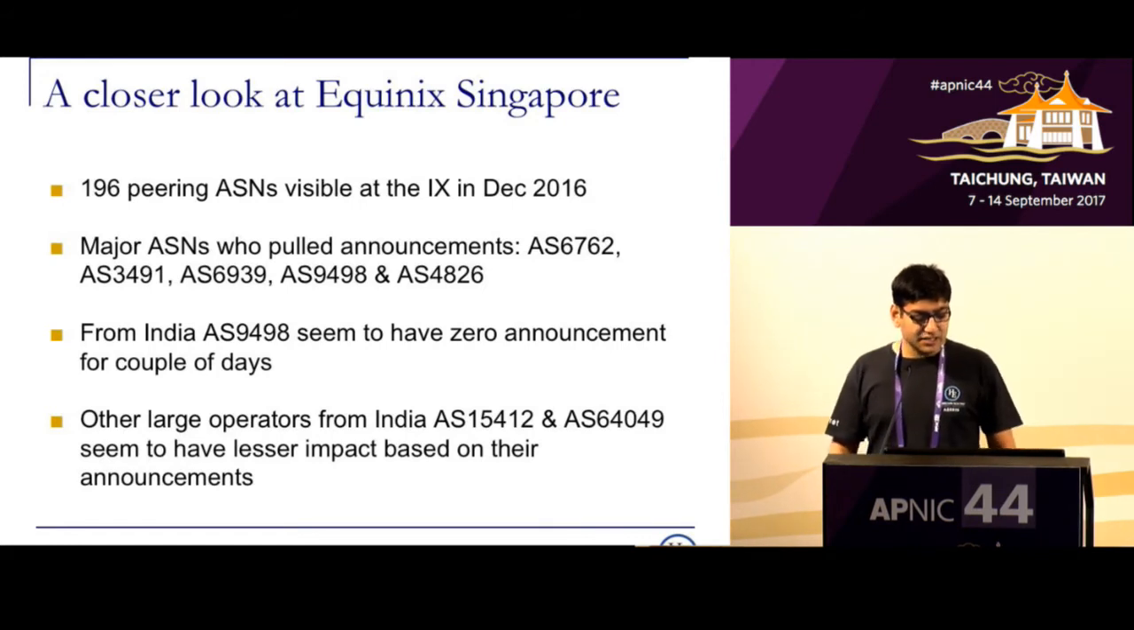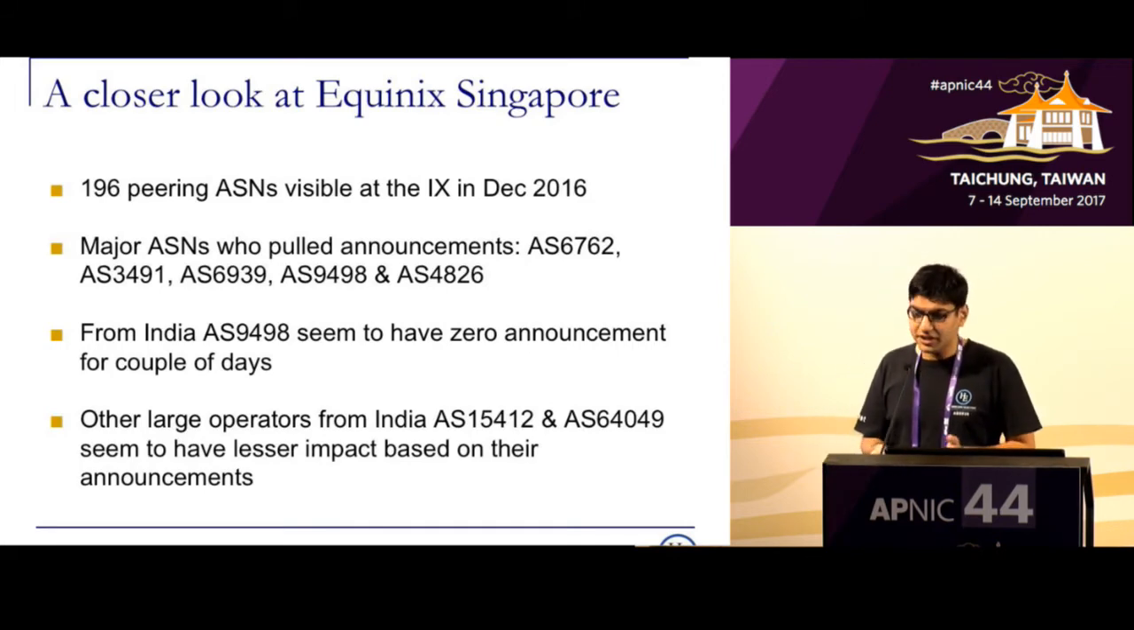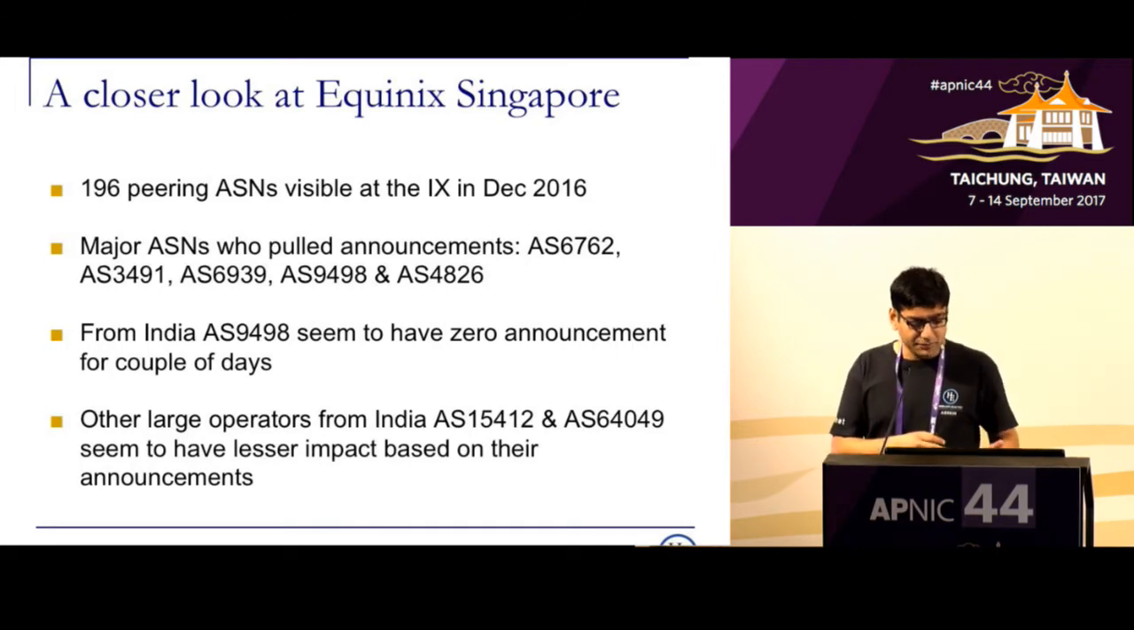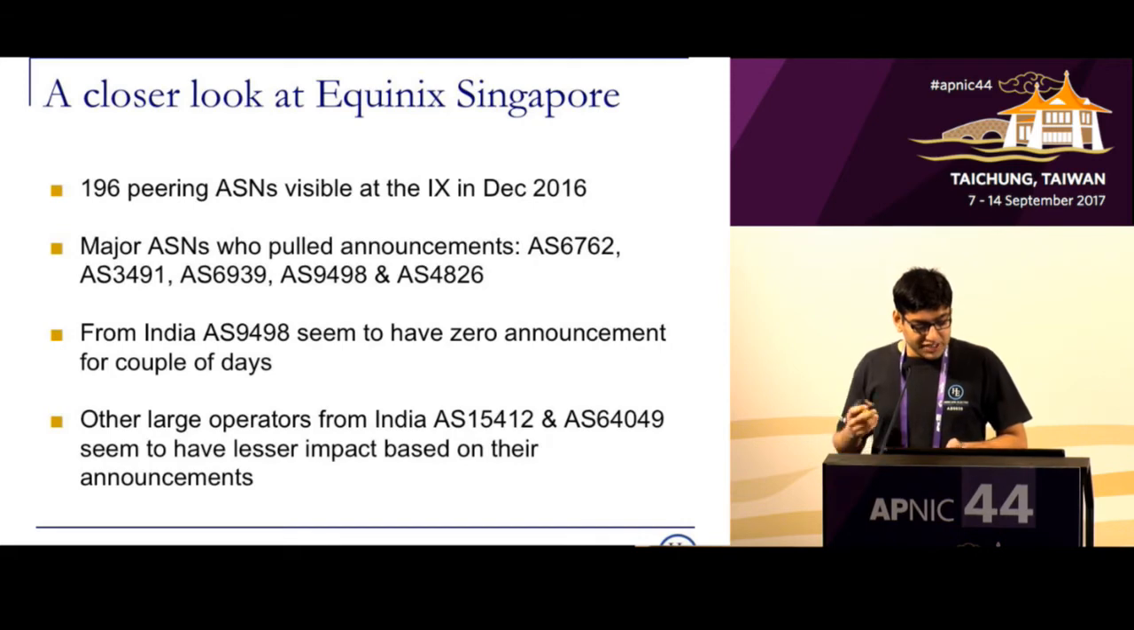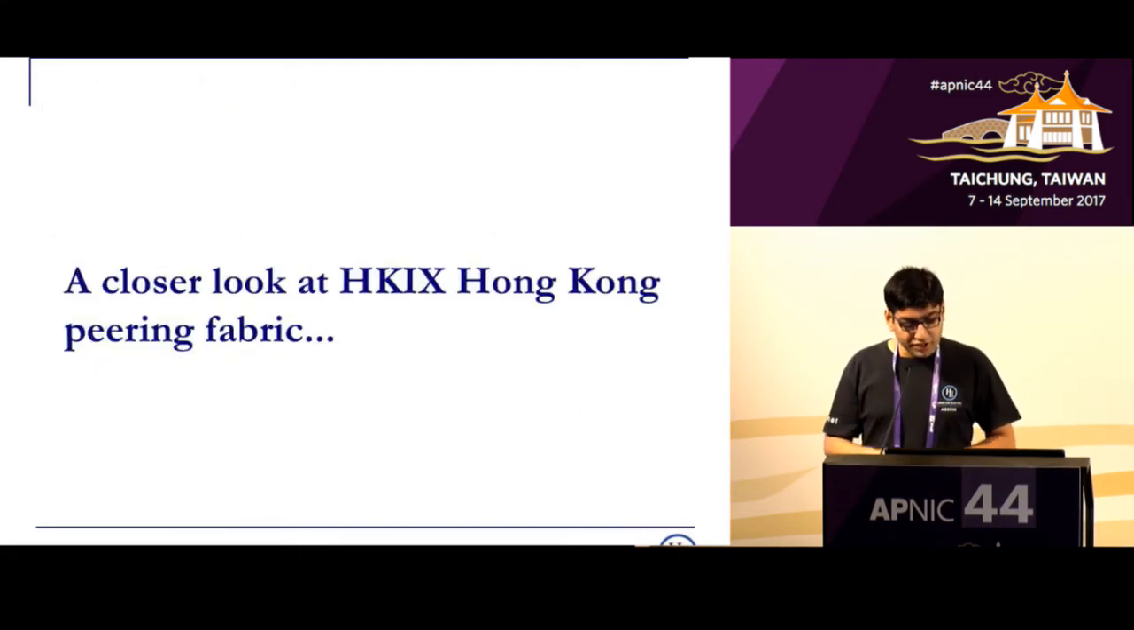196 ASNs are visible at the IX. When I say 196 ASNs are visible, I mean these are the ASNs visible to the PCH route collector. There are way more ASNs at Equinix Singapore, but their data is just not available. I'll come to that limitation at the end of the slides, but it's important to note that what is visible is there for sure, but there can be a lot of things outside the visibility, because the routing table is not just visible from them.